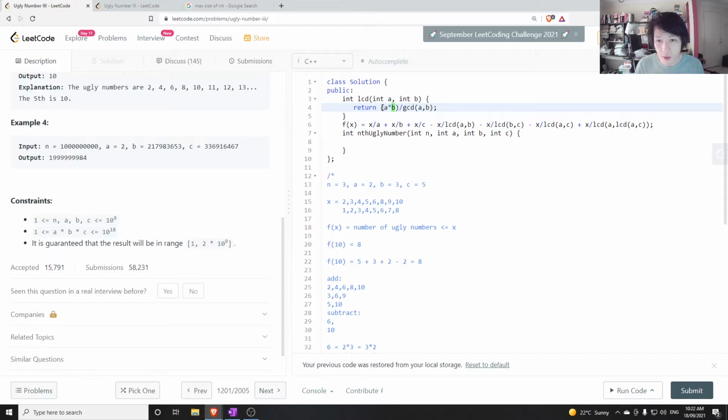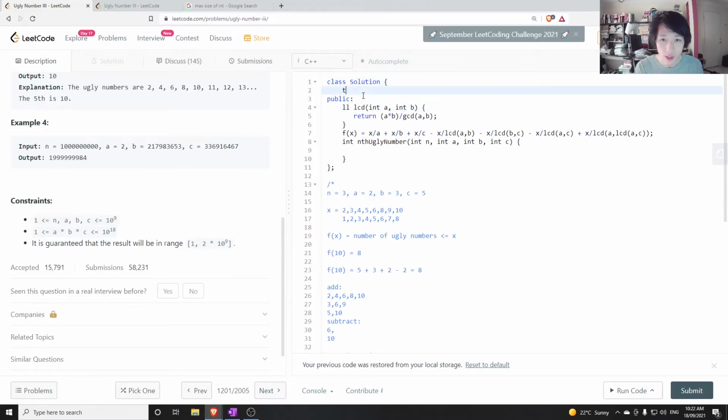Okay, but there is a problem. We're multiplying A and B. Well, A and B could go up to 10 to the power of 9. So we're potentially multiplying 10 to the power of 9 times 10 to the power of 9. That would overflow in int. So we should use a long. We could typedef a long long to be LL, and pass in that as well, like this.